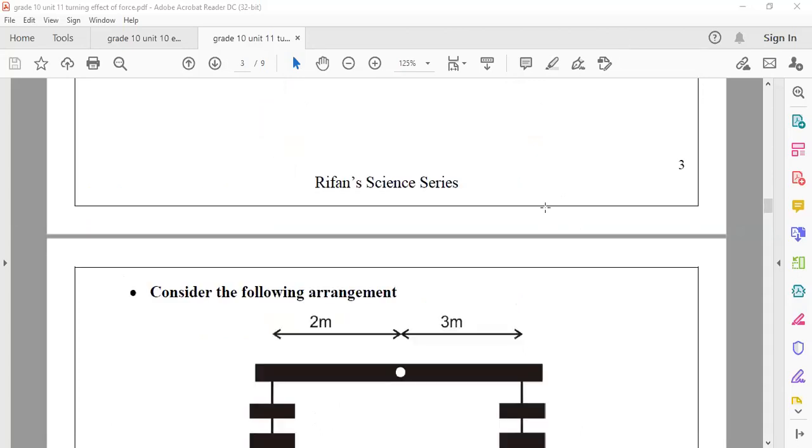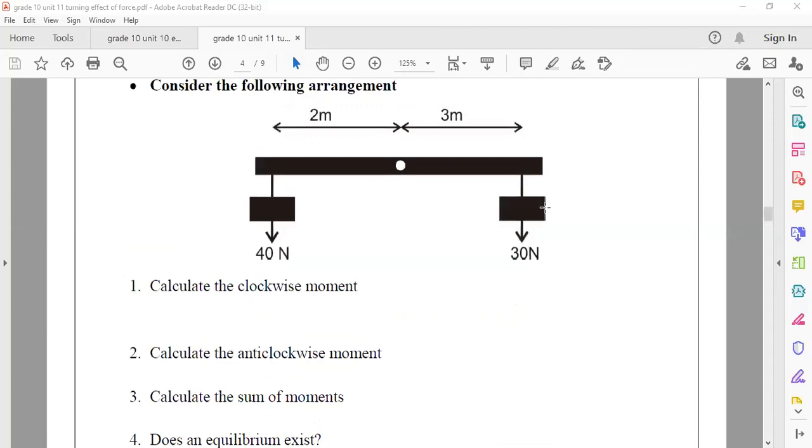Right. Look at this. In this one, you are asked to calculate the clockwise moment. Can you calculate the clockwise moment? Yes, sir. Find and send me the answer in the chat.